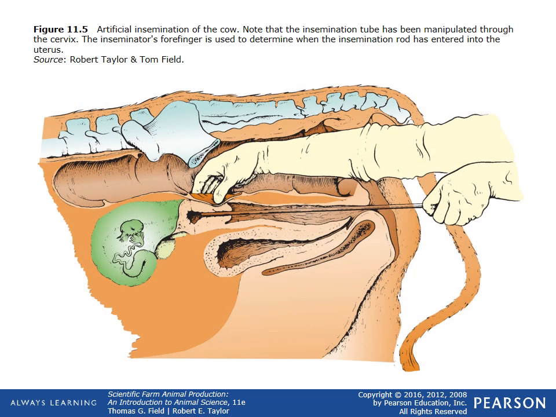Here's a diagram of someone artificially inseminating a cow. Notice we pass that AI rod through the vagina, through the cervix, and deposit right in the uterine body.